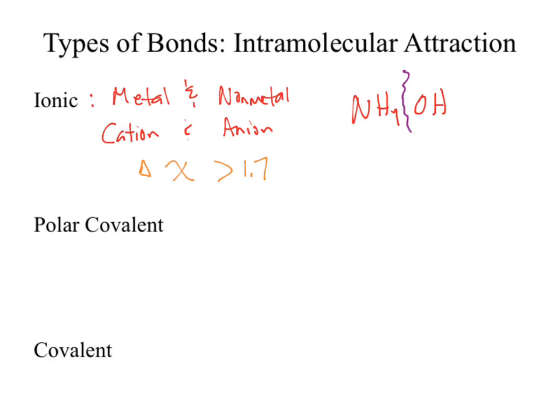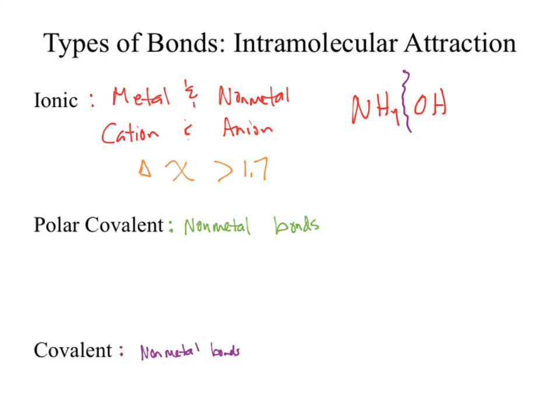What other types of bonds do we have? Since I heard covalent, give me a definition. What can you work with? Covalent, non-metals. Okay, we're looking at non-metal bonds. Problem with that definition? What's our definition of a polar covalent bond? Non-metal bonds. So our polar covalent and our covalent bonds both have the exact same definition right now. That's a pretty crappy place to be. So we need to expand one of those definitions.